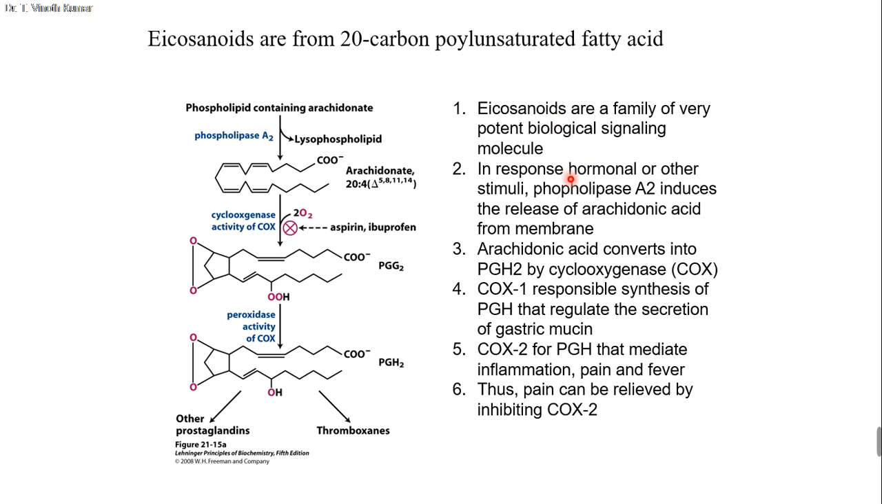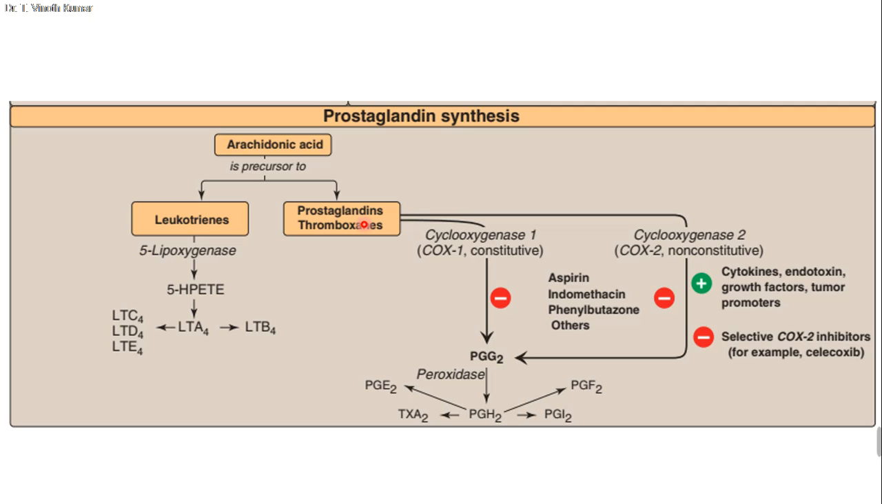And in response to hormonal or other stimuli, phospholipase A2 induces the release of arachidonic acid from the membrane. So this is not an easy one, not available always. The phospholipase A2 is produced only by the action of the hormone or other inflammatory stimuli. That means the phospholipase A2 induces the release of arachidonic acid from the membrane, and this arachidonic acid converts into PGH2 by cyclooxygenase.